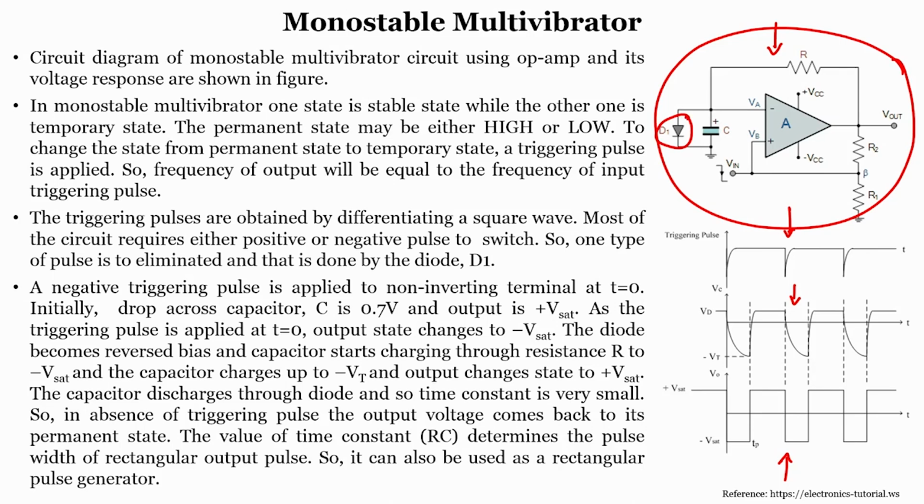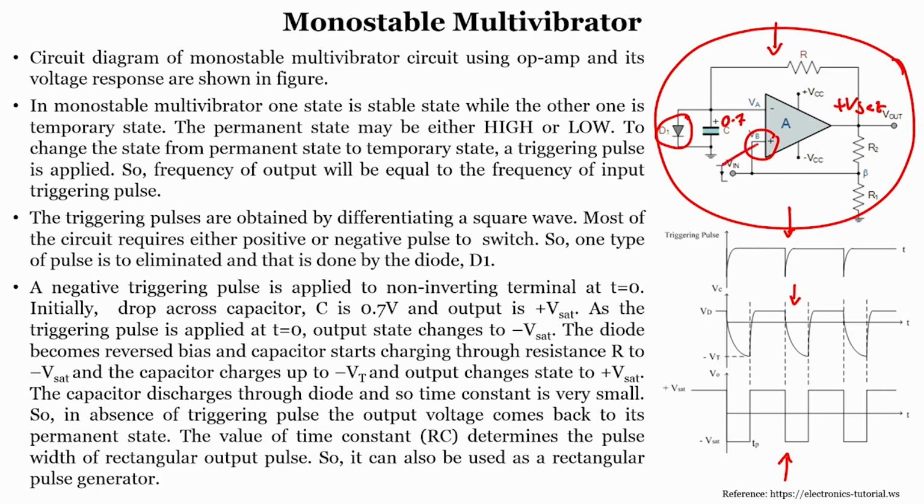A negative triggering pulse is applied to the non inverting terminal at time t equals 0. You can see here this is the non inverting terminal, and at time t equals 0, I apply a triggering pulse. What will happen? Initially the drop across capacitor C is 0.7 V and the output is at plus V saturation. This is at 0.7 and that is why the output is at plus V saturation, because the initial drop is this one.